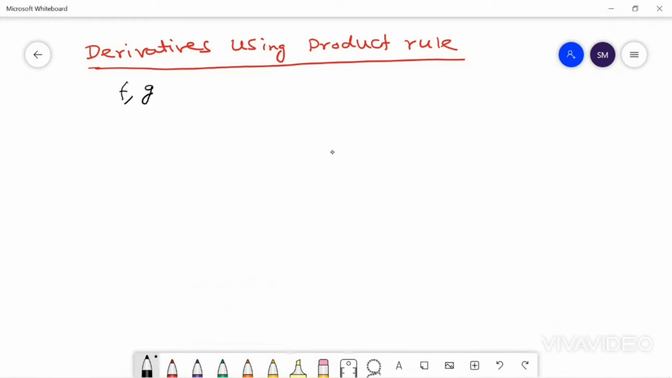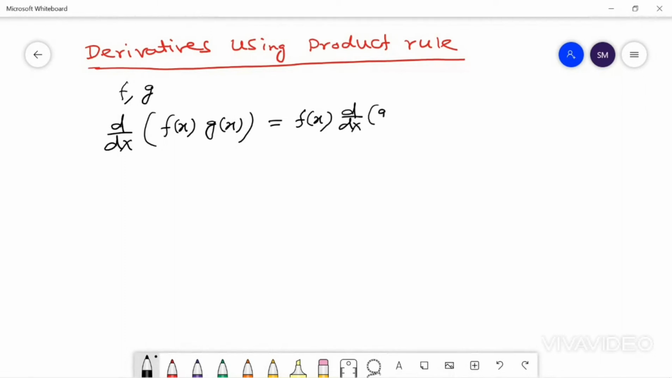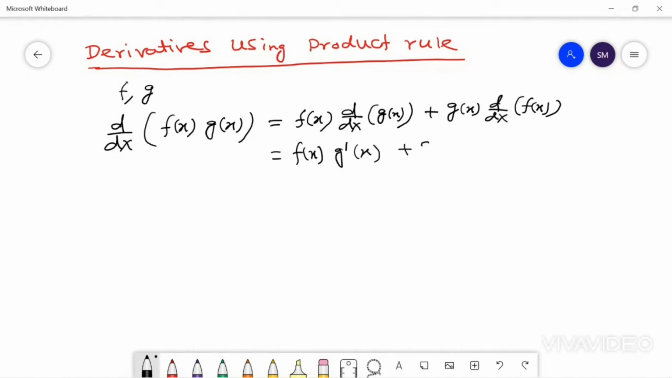Suppose that f and g are two differentiable functions with respect to x, then d/dx of f multiplied by g is given as f(x) times the derivative of g, plus g(x) times the derivative of f. The other notation can be written as f(x) g'(x) plus g(x) f'(x).